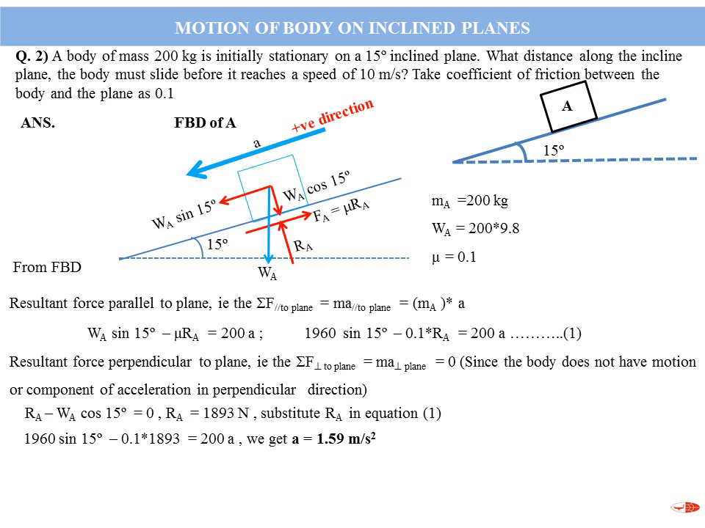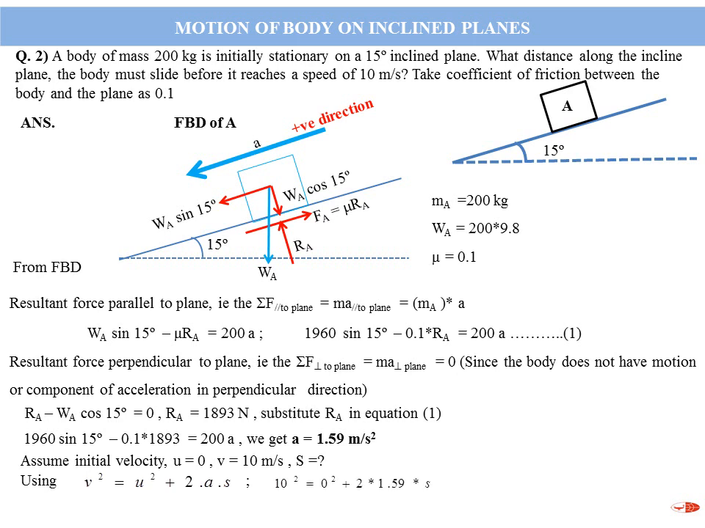Actually you need to find out the displacement along the plane where the body must slide before it reaches the velocity of 10. So you can take U equal to 0, since the body is initially starting from rest, and V equal to 10 meter per second. You need to find out S. So you can use V square equal to U square plus 2AS.